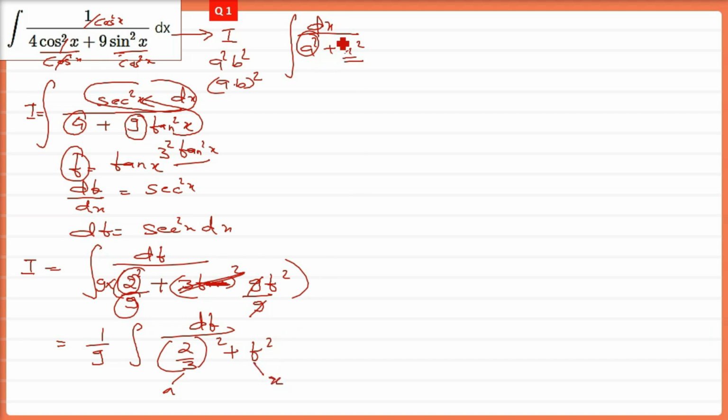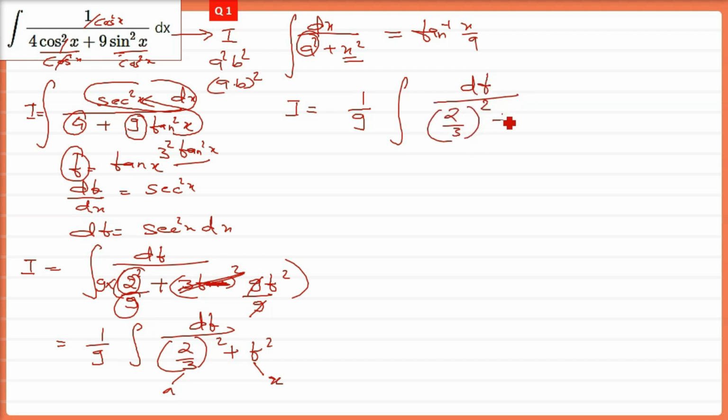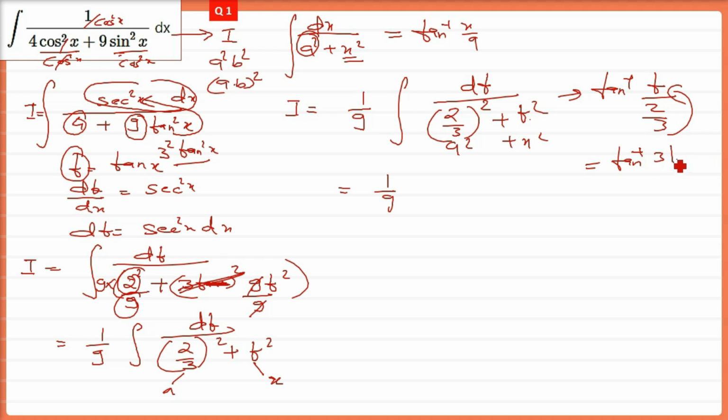A is 2 by 3 and x is t here. So the direct result of this one is tan inverse x by a, and there is 1 by a also. So 1 by 9 and this is dt, we have 2 by 3 whole square plus t square. Now this is a square plus x square, and we know the formula. Alright, 1 by 9, let me write it here. Tan inverse x by a is what? Tan inverse t by 2 by 3, 3 goes up, so 3t by 2. So tan inverse 3t by 2 you got.